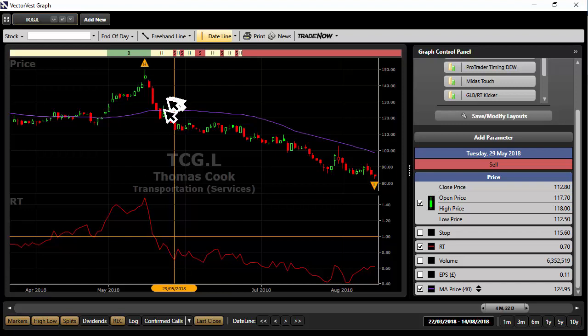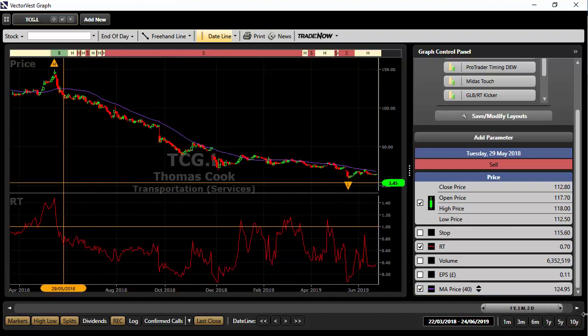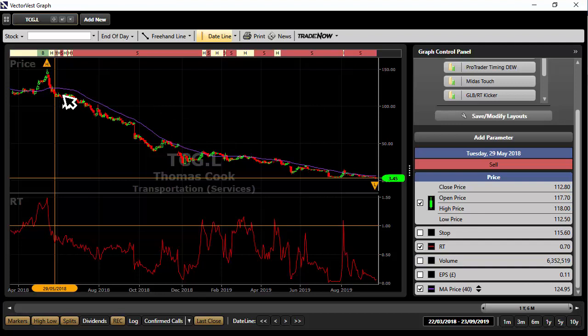Step 2, the 40-day moving average is breached. Step 3, relative timing breaks below 1. Step 4, rec equals sell. Now, if I expand this out, look at that over there. Price never recovered. So if you were going to look to buy back in, you certainly wouldn't have looked to buy in on a rec equals sell.